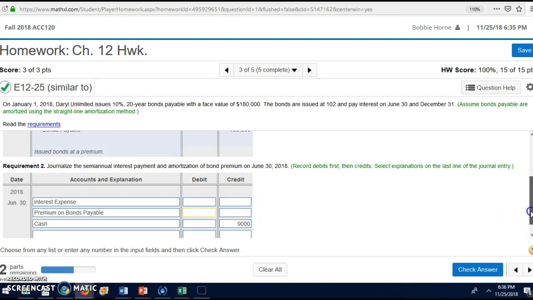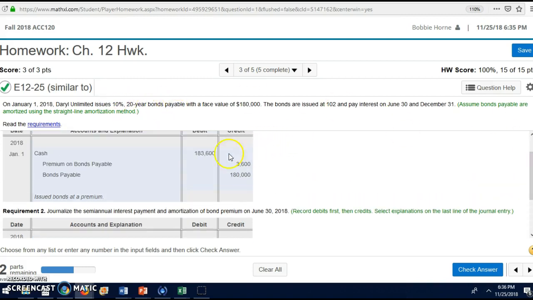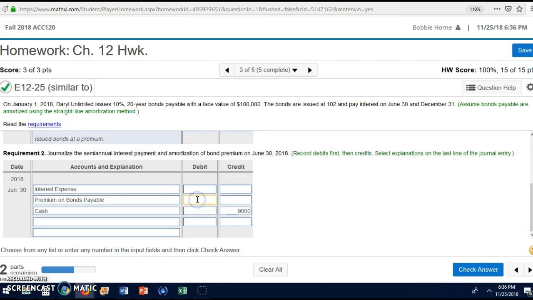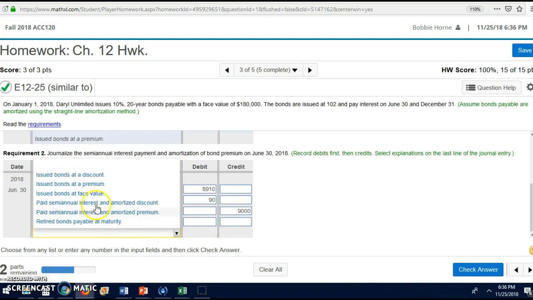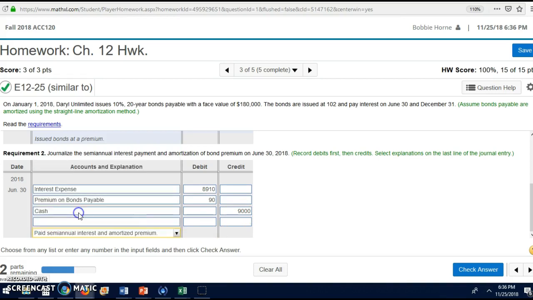Now the premium, we have a 20-year bond, semi-annual, so there's 40 interest payments. So take 3,600, divide it by 40, and we're going to amortize the premium for $90. So interest expense here is a plug figure, but when you're doing it here, you're going to take the difference. 9,000 minus 90 would be 8,910. And this is to pay the semi-annual interest and amortize the premium.